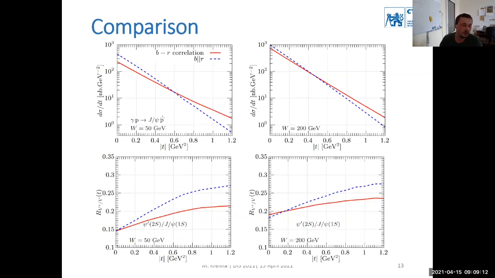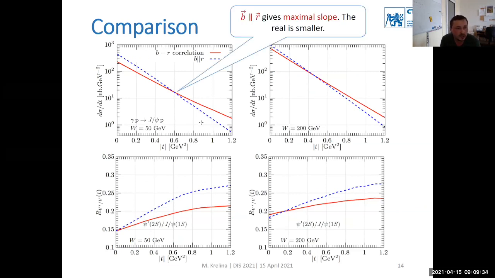So this is basically the main result of this work, where the red line corresponds to the calculations that include the full RB correlation, and the dashed line demonstrates what happens if you use only parallel orientation. So effectively, what's happening is that if you take only the parallel version, your slope is bigger. If you consider all angles, the effective slope is smaller.